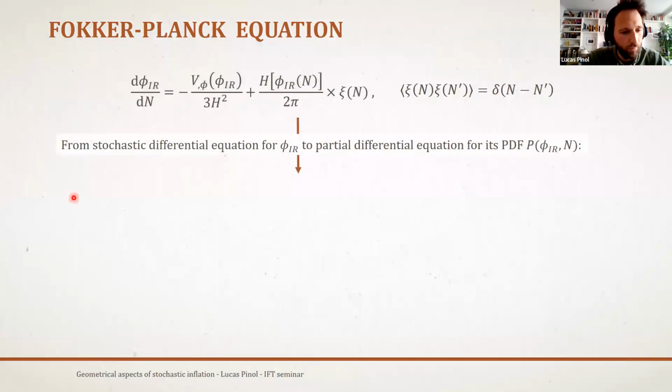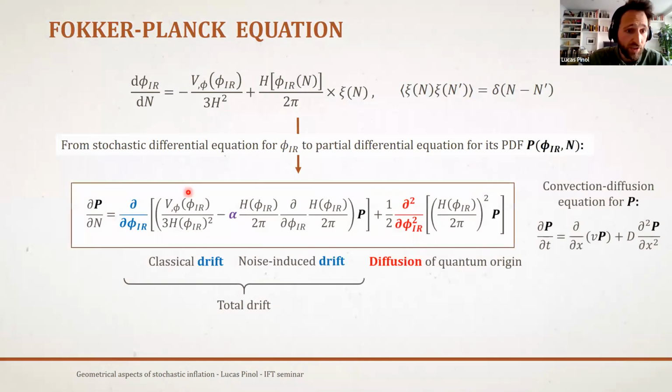And the Fokker-Planck equation is an equation for the probability density function of your stochastic variable. So you go from a stochastic differential equation to a partial differential equation, which is deterministic, for the PDF. This is something that is well known in statistical physics and that you can apply to this Langevin equation, because at the end, it's just a Langevin equation. So when you do this, this is what you find for your PDF P of your infrared sector.